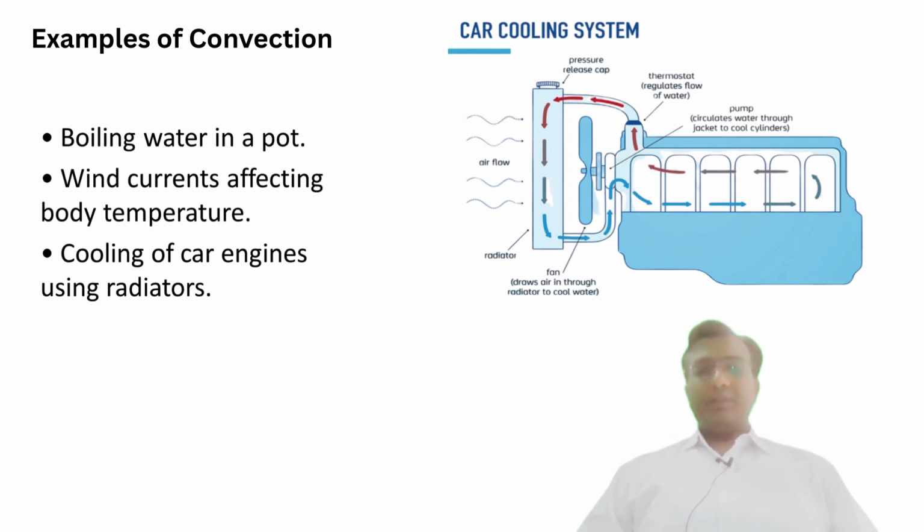Let's explore convection through real-world examples. First, consider boiling water in a pot. As the water heats, warmer water rises to the surface while the cooler water sinks, creating a circular flow that distributes heat. This is natural convection driven by density difference.